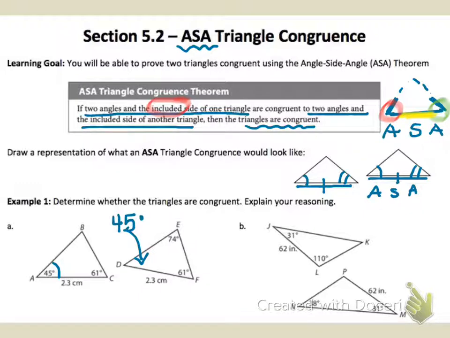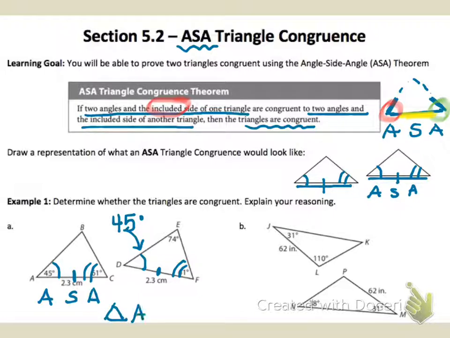So I've got a pair of congruent angles there, right? Actually, let me fix that. There you go, because we know that angle is 45. So then we have this pair of angles that are both 61. And the sides between those two markings are both 2.3 centimeters, so those are the same length. So we've established they have two pairs of angles and a side between them that are congruent. So they are congruent by the ASA theorem, and I can say something like this.